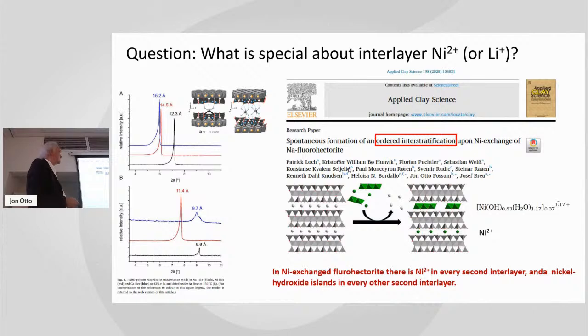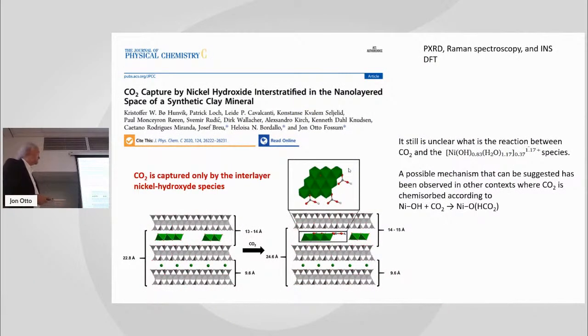So then the question is, what does this have to do with CO2 uptake? And that is published in this next paper. So what we actually observed, looking at the d-spacings when we expose this to CO2, is that CO2 only enters in this layer where there is this nickel hydroxide, this island here. CO2 only enters here and not here where there is only nickel. So that explains why nickel clay takes up CO2.